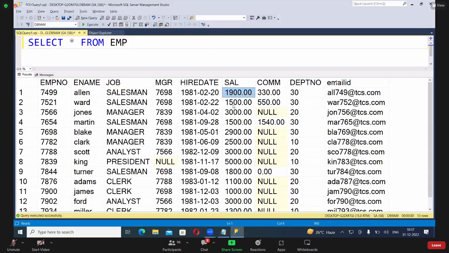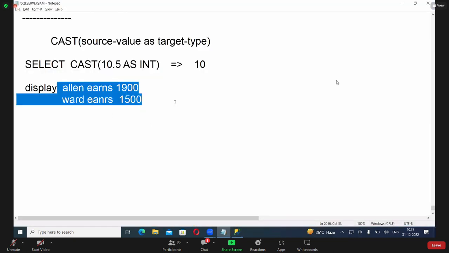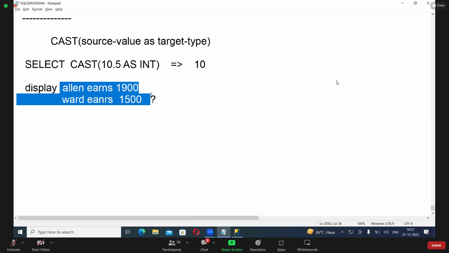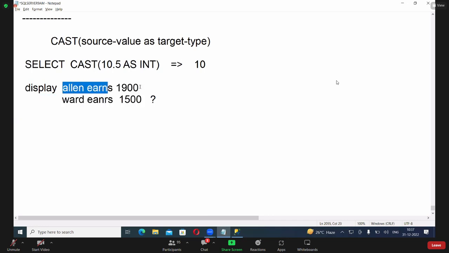So Ward's salary is what? 1500. Alan ends 1900. Ward ends 1500. I want to show it like this. It's just an example. I'm not giving all 14; I'm giving two employees as a sample, but I want to show all the employees. I want to show data like this: Alan ends 1900, Ward ends 1500.